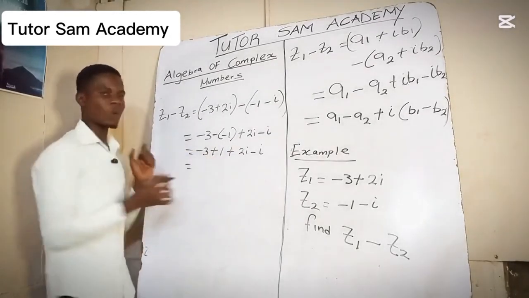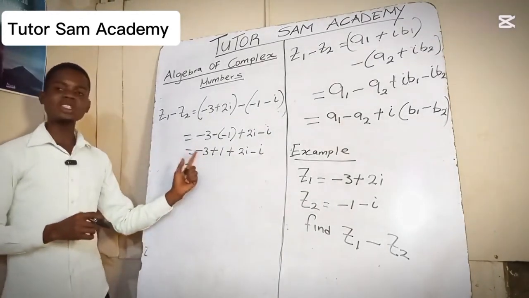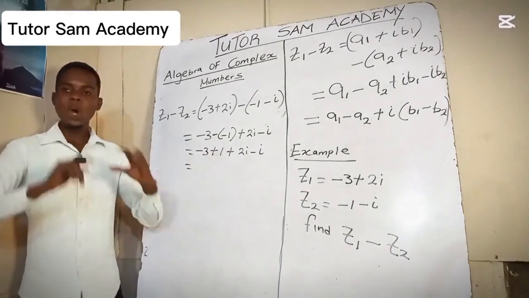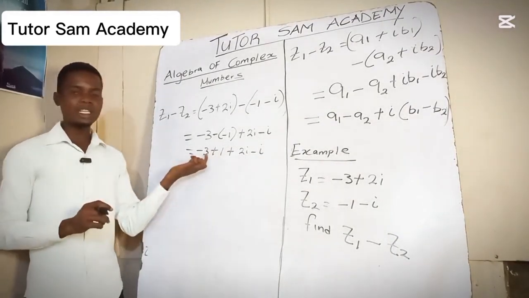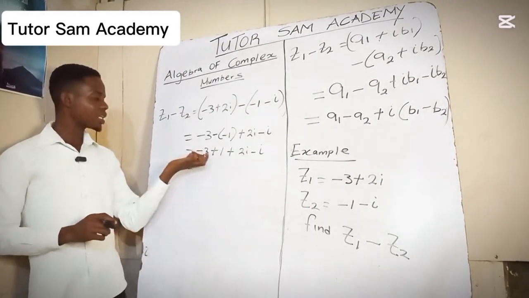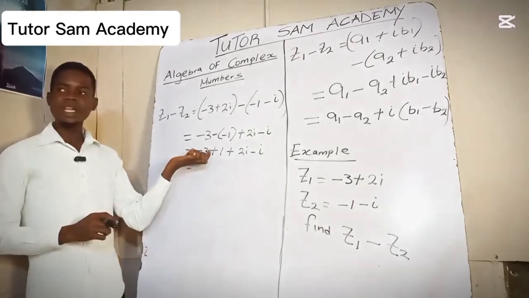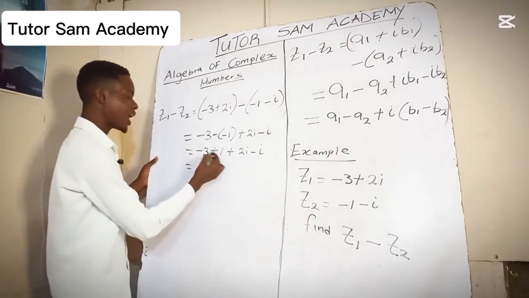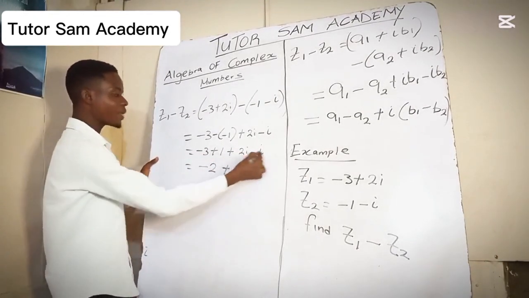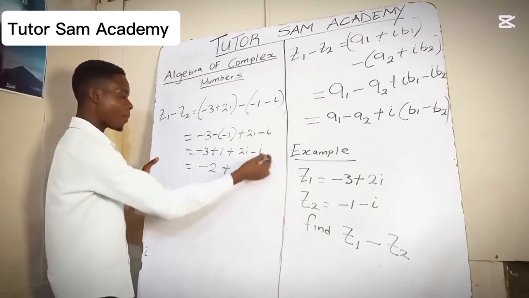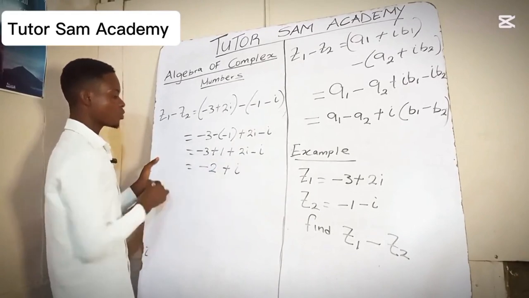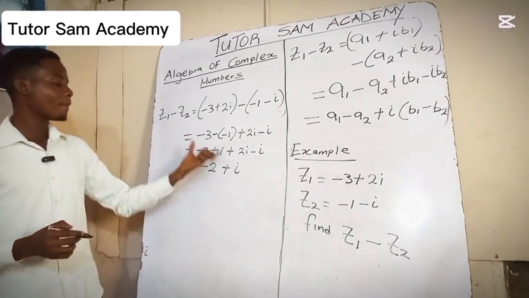So minus 3 plus 1, just as I explained earlier, minus 3 means you are owing 3. Plus 1 means you have 1. So when you are owing 3 and you have 1, you are still left owing 2. So plus 2i minus I. You have 2i, you want to remove 1i. So it will give us what? I. So the final answer is minus 2 plus 3i.